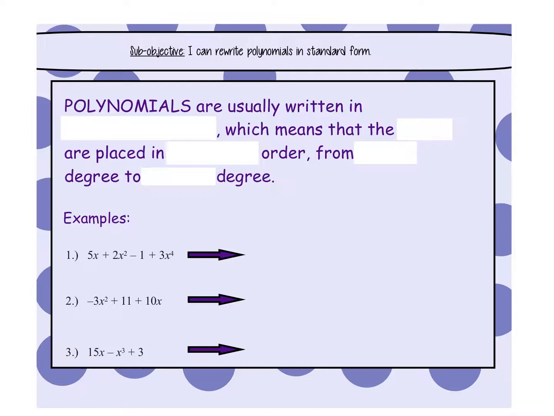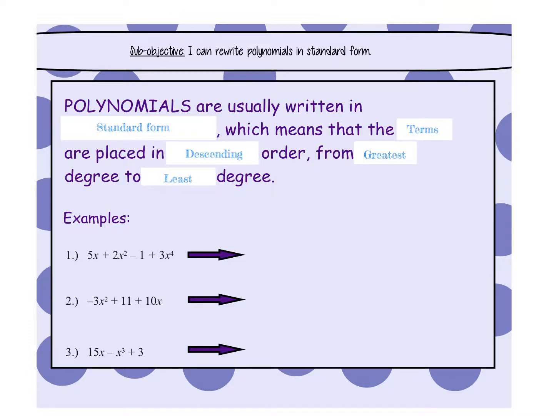Polynomials are usually written in standard form, which means that the terms are placed in descending order from the greatest to the least degree. And degree is just the largest exponent value. So for instance, when I look at this first example, I see that it has 4 terms because a term is divided by a plus or minus sign. So 5x is a term, positive 2x squared is a term, negative 1 is a term, and positive 3x to the 4th is a term.